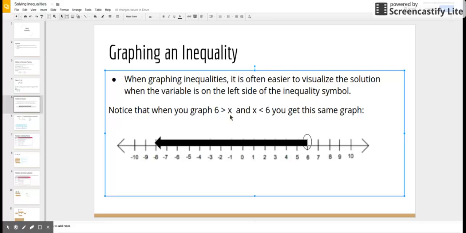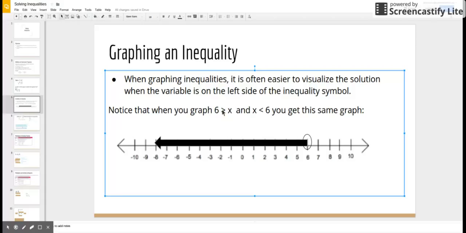So here, x could be 5, 4, 3, 2, 1. And here, x could be 5, 4, 3, 2, 1, etc. So that's why you have an open circle on the 6, and then it goes to the left, because it's all the numbers that are less than 6. That's what x could be.